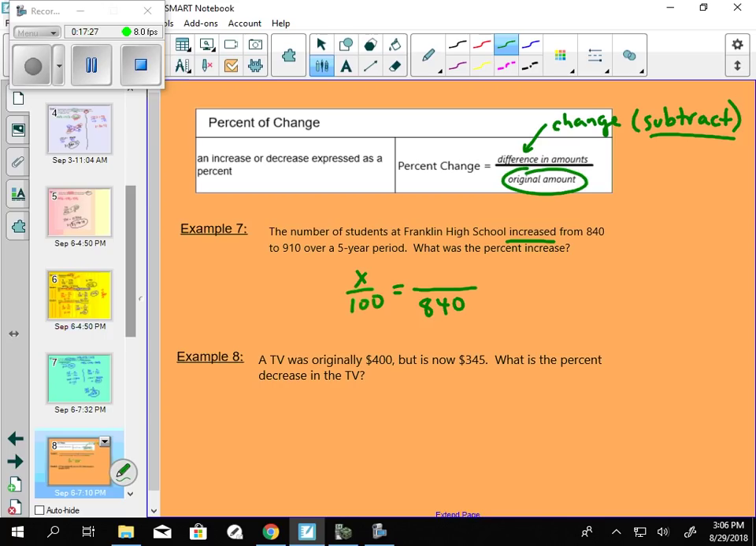To find our difference, we want to subtract the original and new amounts. So we want to take 910 minus 840 to see what that gives us on top. Doing a quick little math here, that would give us a change of 70. So now cross multiply and divide, and you can get the answer. I've already gone through and done that. You're going to end up with about 8.3%.